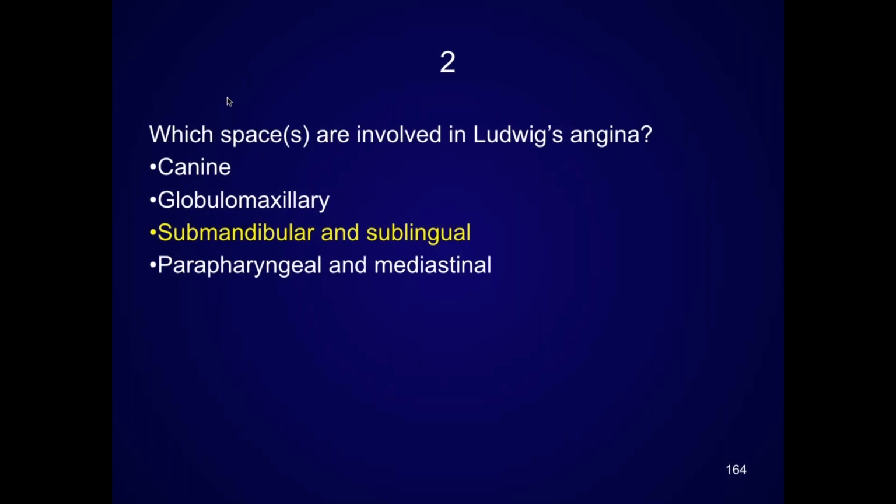Ludwig's angina, it's knowing your spaces, right? So canine goes to the eye and the cavernous sinus. Globulomaxillary goes to the eye and the sinus. Submandibular and sublingual, that's your Ludwig's, and then parapharyngeal is obviously in the neck.